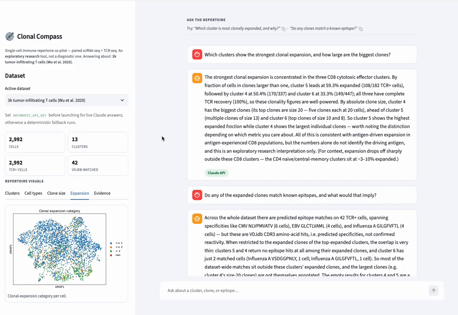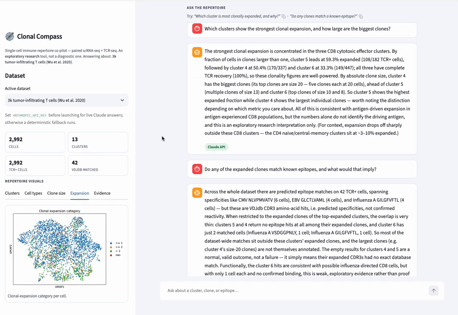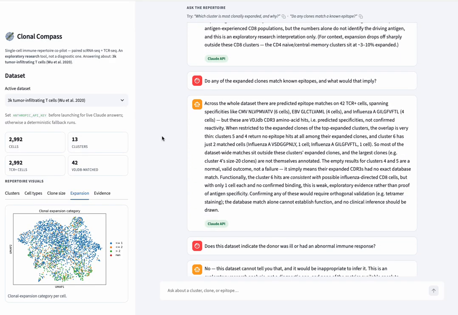Next, we can ask, do any of the expanded clones match known epitopes, and what would that imply? And here we can see, this is where the tool's discipline really shows. The two most expanded clusters, the ones with the biggest clones, return no epitope matches at all. Instead of inventing a specificity to fill the gap or writing those clones off as meaningless, it states plainly that the antigen simply isn't cataloged in the database yet. Expansion without a hit means the specificity is unknown, not absent.